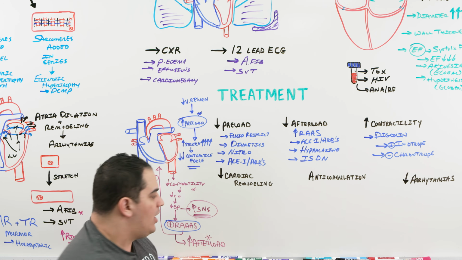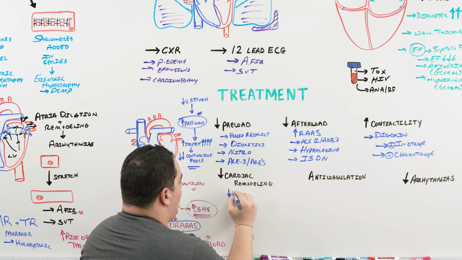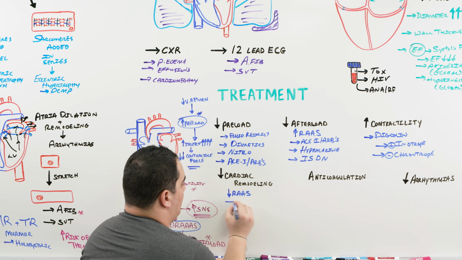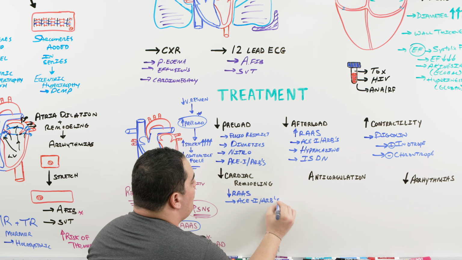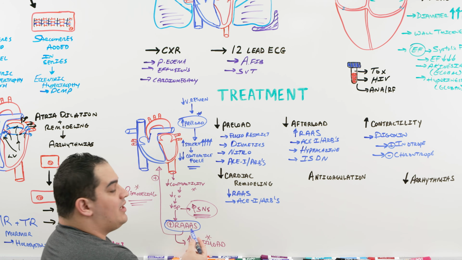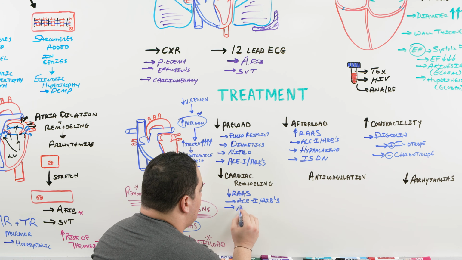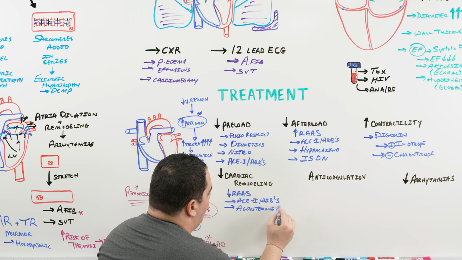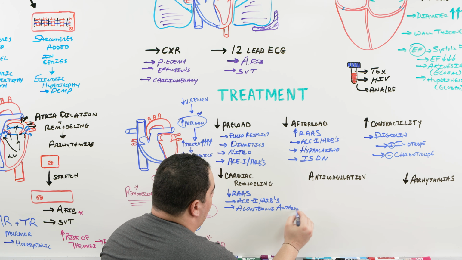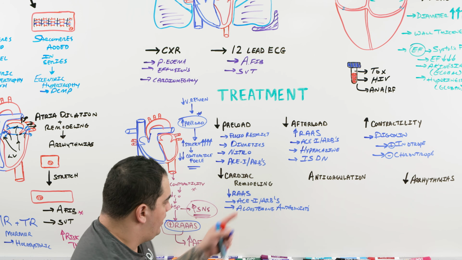cardiac remodeling. So what are all the drugs that can reduce the activity of the renin-angiotensin-aldosterone system? So we already hit two of them, ACE inhibitors and ARBs, but there's one more, aldosterone antagonists. These are also drugs that we can consider. You know, spironolactone, eplerenone, these are drugs.